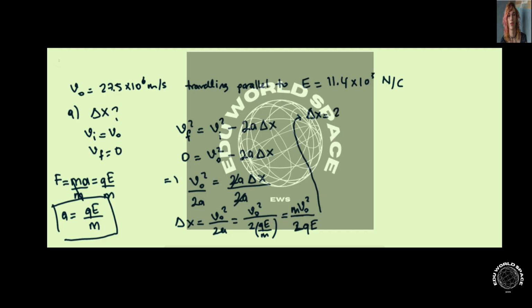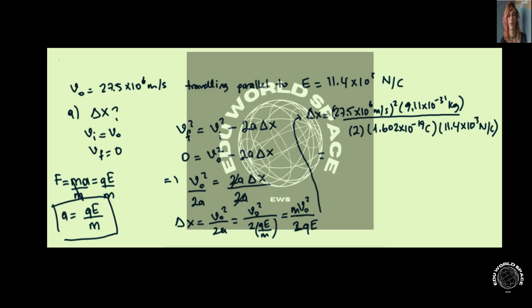v naught was 27.5 times 10 to the power 6 meters per second, squared. Let's put m there: it's 9.11 times 10 to the power negative 31 kilograms for an electron, divided by twice the magnitude of the charge, 1.602 times 10 to the power negative 19 coulombs, and the magnitude of the electric field, 11.4 times 10 to the power 3 newtons per coulomb. From here, the distance traveled before the electron stops is 0.189 meters.